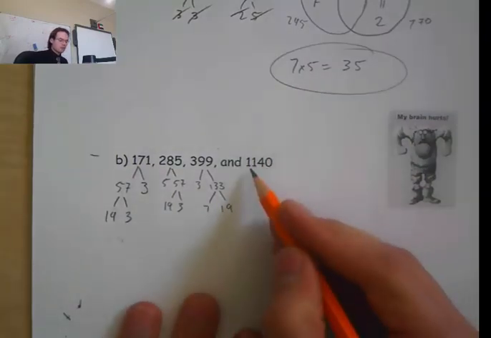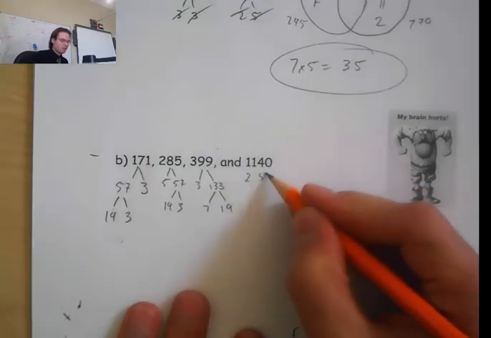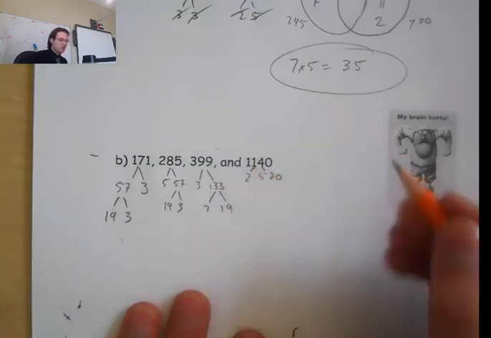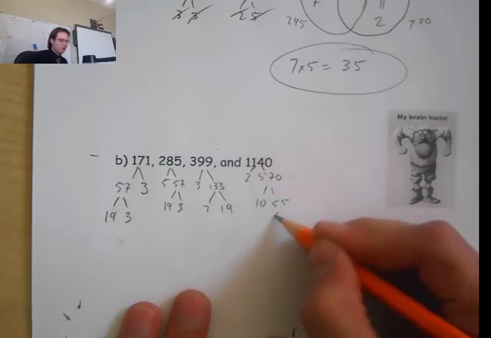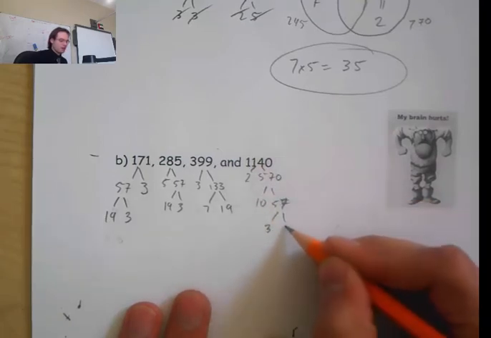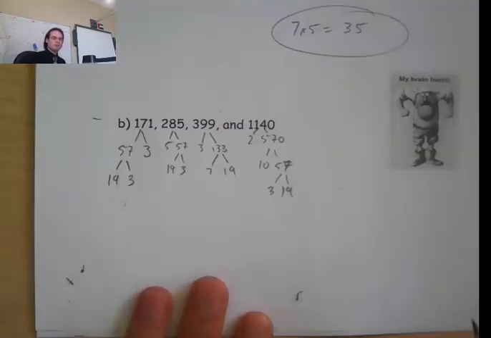So let's look at this next one here. This one here can be divided by 2, which is going to give me a total of 570. Okay, what else can this be divided by? Now this can be divided by 10. This is going to give me 57, which is 3 and 19, sorry.